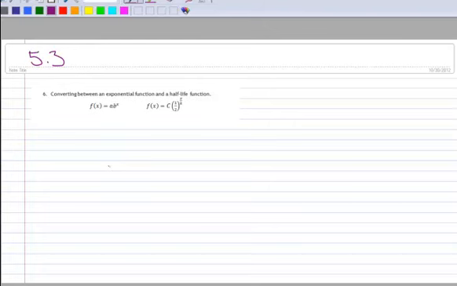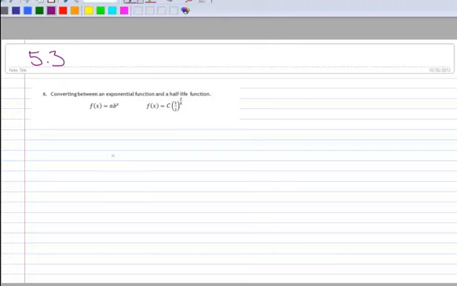Alright, so in this video I'm going to convert between an exponential function model and the familiar half-life function. The reason I do this is because I like to use the exponential function more than I like to use the half-life function. And then I also like to use the decay or compounded continuously function. We'll get to that one in another section and use that more extensively.